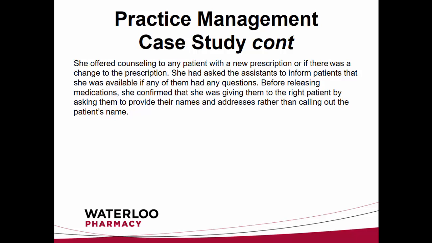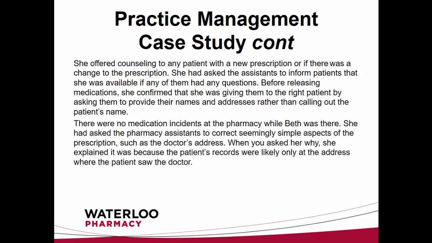Before releasing medications, she confirmed that she was giving them to the right patient by asking them to provide their names and addresses rather than calling out the patient's name. There were no medication incidents at the pharmacy while Beth was there. She had asked the pharmacy assistants to correct seemingly simple aspects of the prescription, such as the doctor's address. When you asked her why, she explained it was because the patient's records were likely only at the address where the patient saw the doctor.